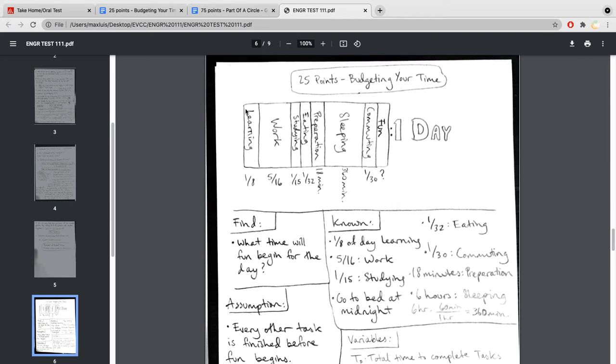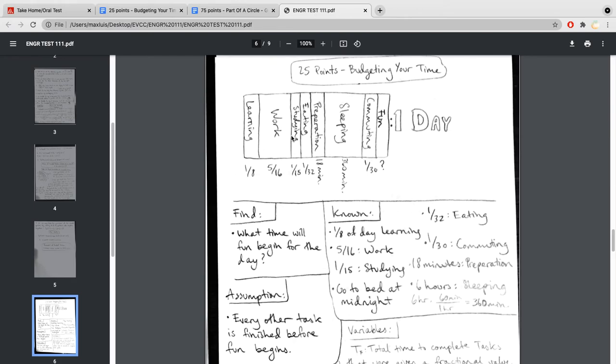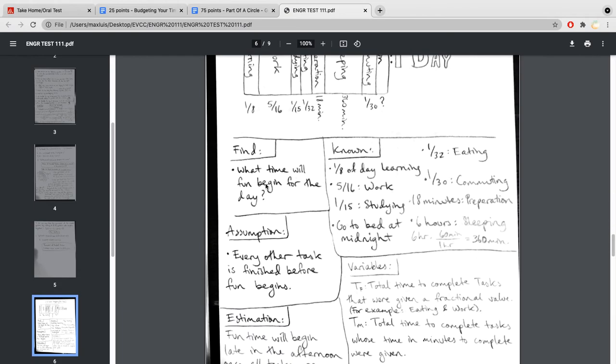So 1/8 of your day is spent learning, 5/16 of the day is spent at work, 1/15 studying, 1/32 eating, 18 minutes for preparation, 360 minutes, which is equivalent to 6 hours, is spent sleeping, 1/30 of the day is spent commuting, and then we're trying to find how much at the end of the day is left for fun. So find what time will fun begin for the day, or what time will you unwind.